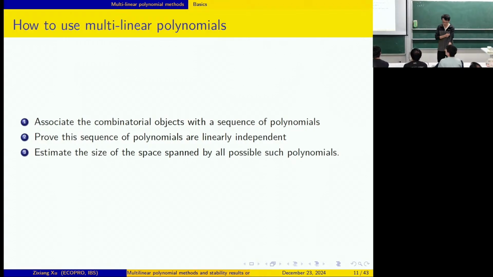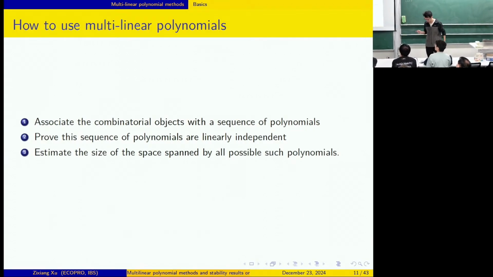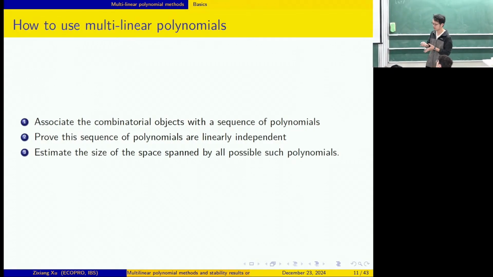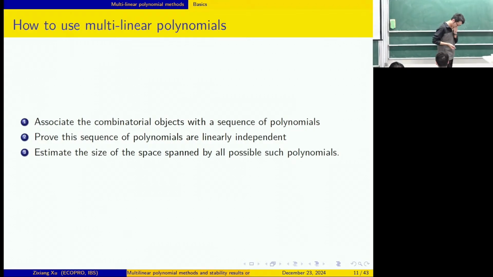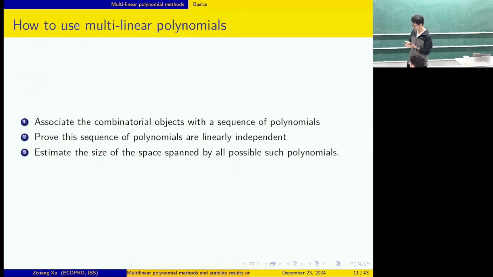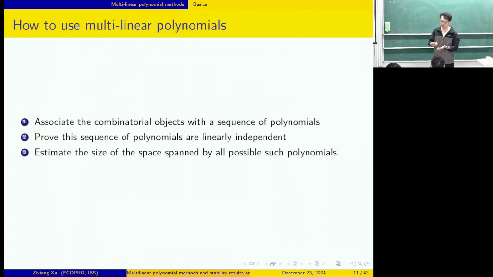Basically, when we apply the multilinear polynomial method, it consists of 3 steps. First, you should associate the combinatorial objects or geometric objects with a sequence of polynomials. In my experience, once you realize that some problem can be proved using the polynomial method, you almost succeed.